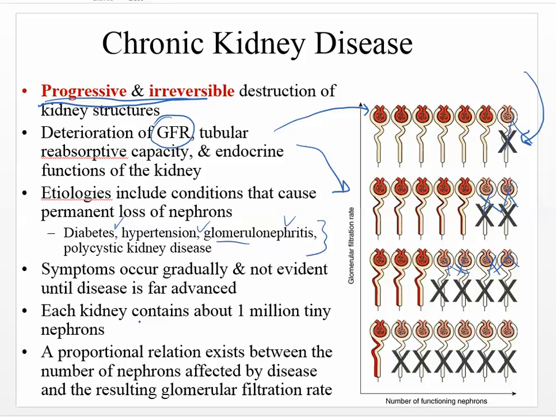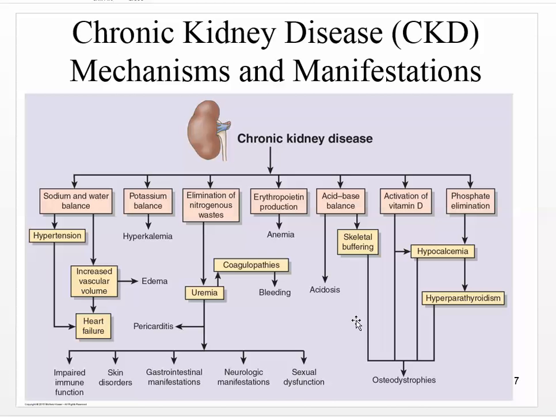And again, each kidney contains about 1 million tiny nephrons. A proportional relation exists between the number of nephrons affected by a disease and the resulting glomerular filtration rate, which is what I just said. If each of these is trying to produce urine and filter blood, the more you lose, the worse it gets. In this case, at the bottom, you've got one little nephron that's trying to do the job that a whole bunch of them were doing before. Of course, if you're down to one nephron, you're in pretty big trouble. But hopefully the concept makes sense.